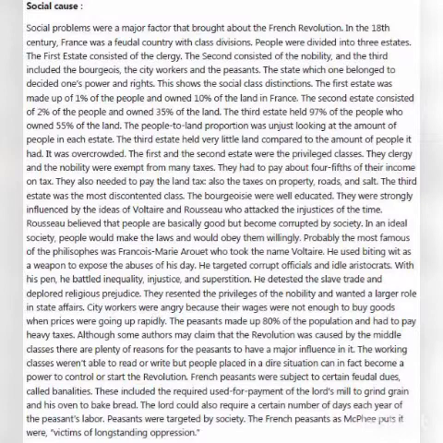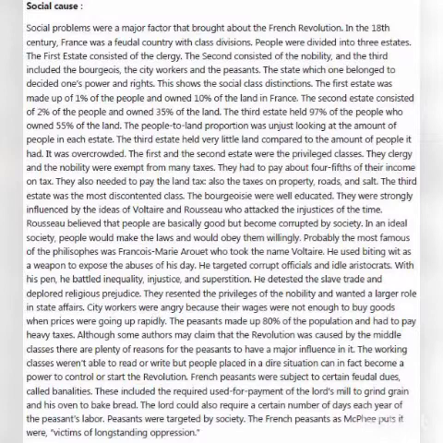City workers were angry because their wages were not enough to buy goods when prices were going up rapidly. The peasants made up 80% of the population and had to pay heavy taxes. Although some authors may claim that the revolution was caused by the middle class, there are plenty of reasons for the peasants to have a major influence in it. The working classes were not able to read or write, but people placed in a dire situation can in fact become a power to control or start the revolution.